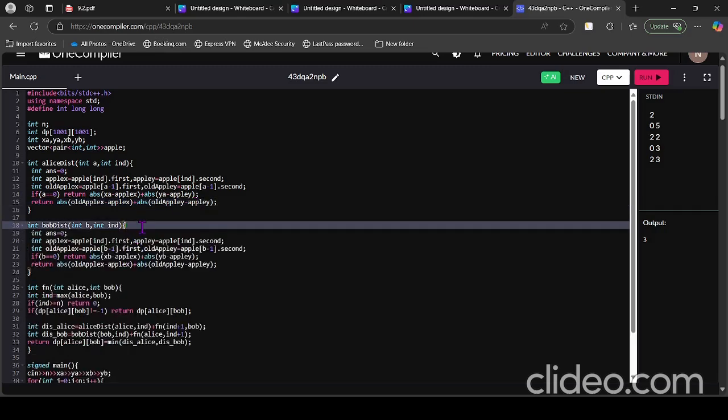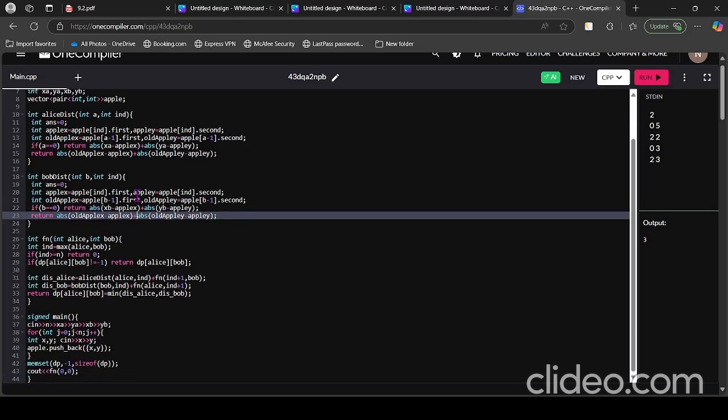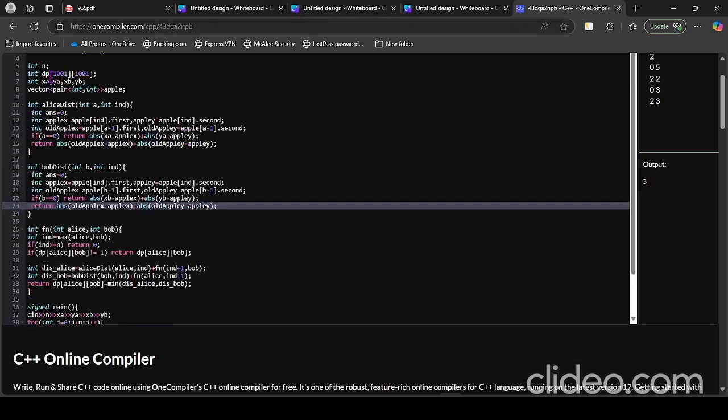Similarly, for the distance of Bob, old apple x and old apple y, and if b is equal to 0, he is at the initial position, so the Manhattan distance between the initial coordinate and this present index coordinate. And similarly, if it is not, the Manhattan distance between these both. And finally returning the answer. So in this way, we can optimize the given very big DP state into a 2D DP, and the time complexity and space complexity are 1e6, because the state now is only 1e3 by 1e3.